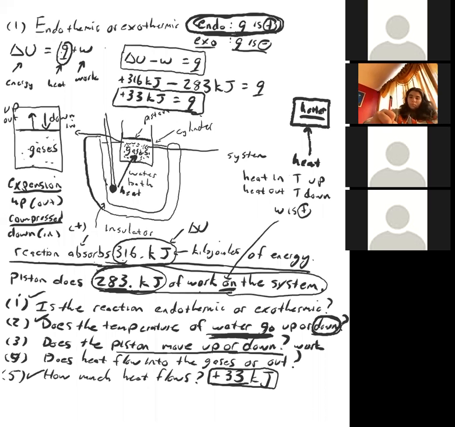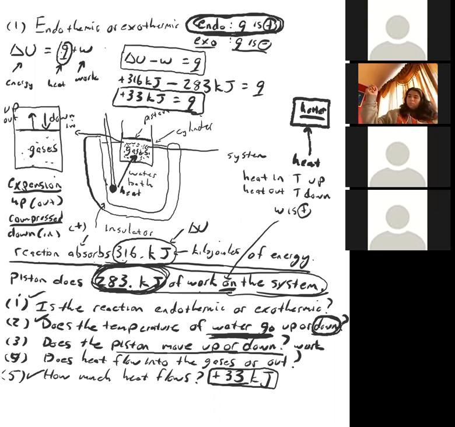Which is right here. It says the piston does 283 kilojoules of work on the system. Well, what that means is the energy is going into the system. So W is positive. Okay.